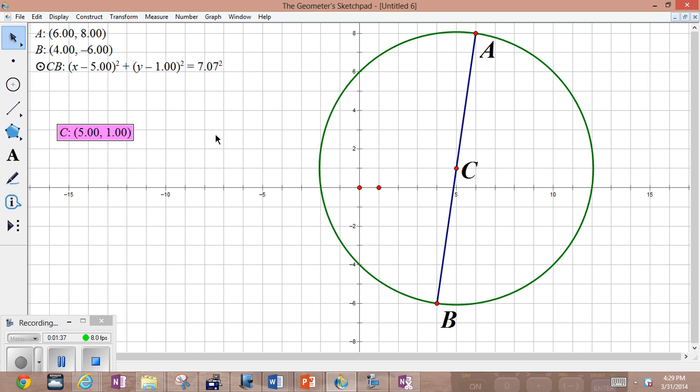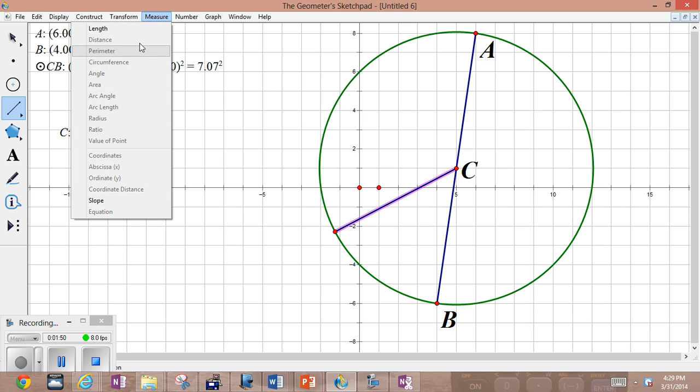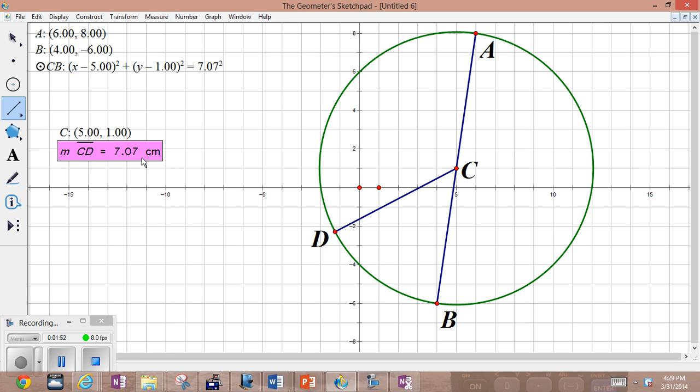And it also contains the radius, and that radius, of course, is the distance from the center to any point on the circle. So I can go out to any point on the circle and measure that distance, and that should be, of course, that value of 7.07 centimeters. Okay, so that's how we would do it with Sketchpad.